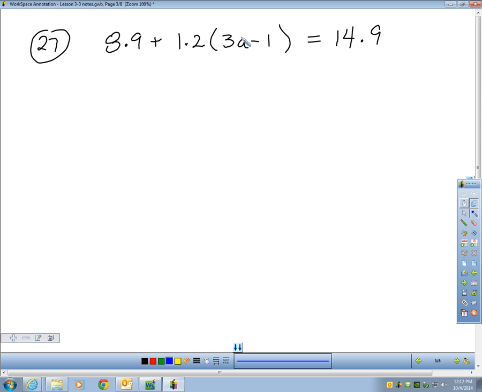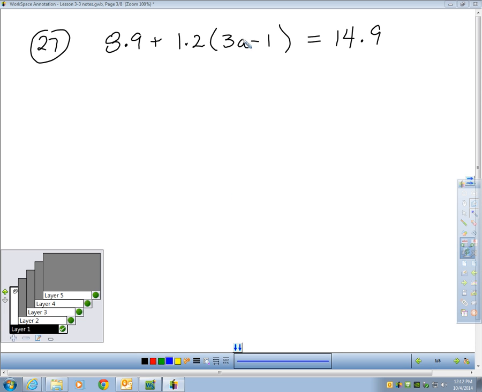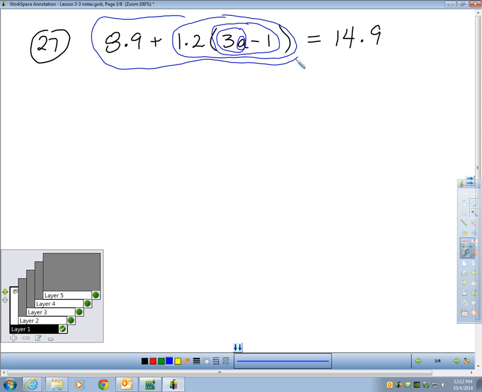So let's do that. Here's the center of my onion, the A. So let me highlight. Okay, so there's the center. Times 3 would be the next layer. Minus 1 would be next. The times 1.2 would be next. And this outside layer way out here is the plus 8.9. Remember, when I say plus, I'm talking about the sign in front. I got to get rid of the plus 8.9 first.